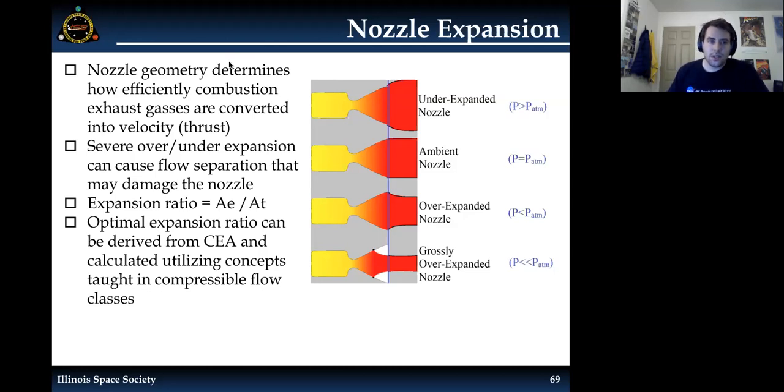One extra thing is that a nozzle that's severely over or under expanded will cause something called flow separation, and this could actually damage your nozzle. So it's not purely just an efficiency thing. It could also cause damage. So it's important to keep that under control, and that's why we shoot to keep an ambient nozzle and the correct expansion ratio. Your expansion ratio can be derived from CEA, which is the software we've talked about several times before. And you can also calculate it using some concepts that are taught in compressible flow classes.